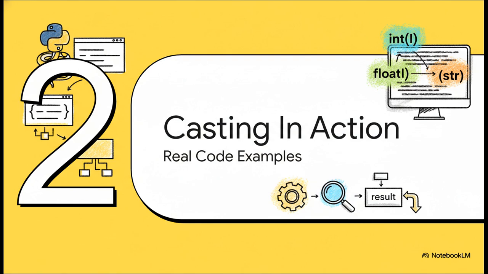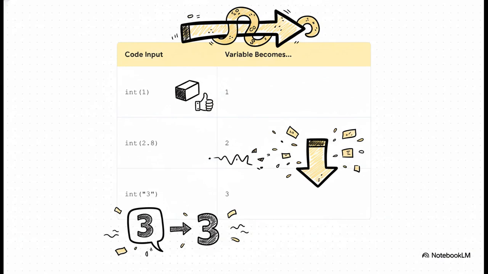All right, enough theory. The best way to really get a handle on these tools is to just see them in action. So let's look at some real code and see exactly what happens when we use each of these functions. Okay, let's start with int. As you'd expect, int of 1 just stays 1. And the string "3", yep, that correctly becomes the number 3, but look really closely at that middle example. Int of 2.8 becomes 2. Notice that? It's not rounding. This is a super critical detail to understand.